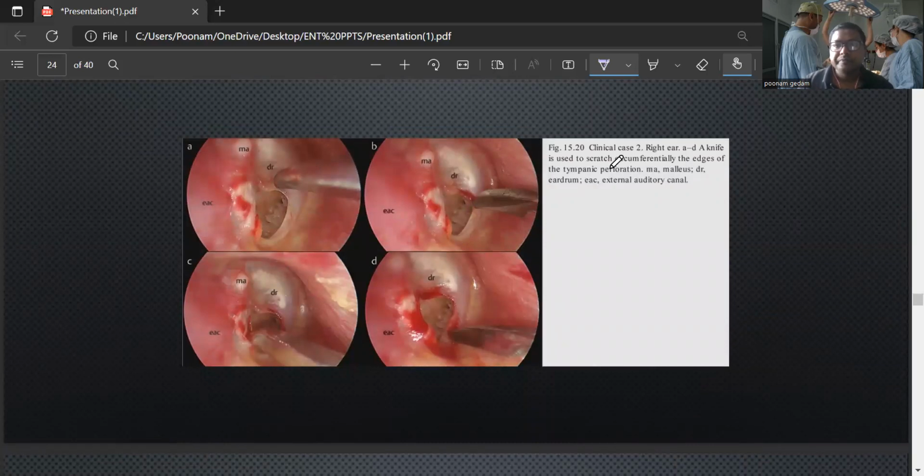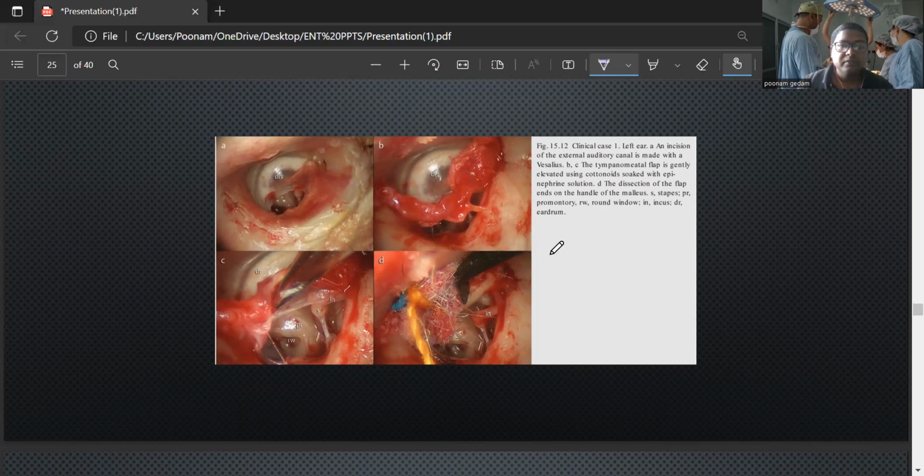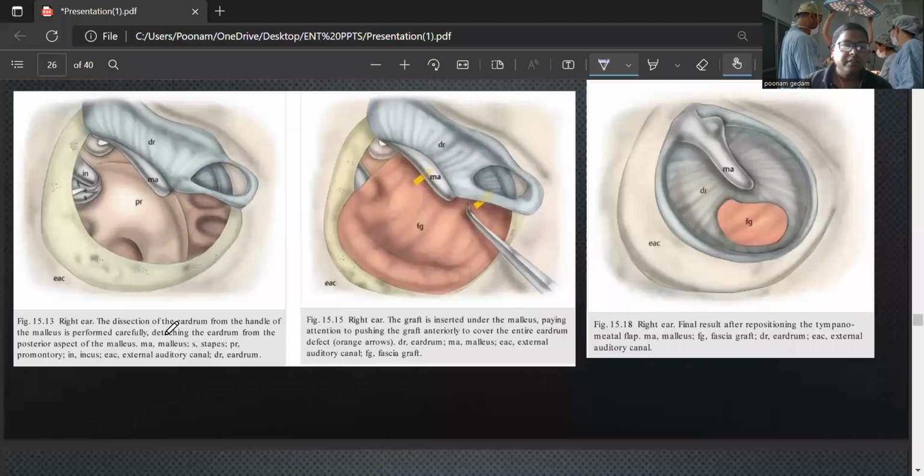So margin perforation is being done. Then an incision of the external auditory canal is made with a circle, so you all see this. The dissection of the eardrum from the handle of the malleus is performed carefully, detaching the eardrum from the posterior malleus.